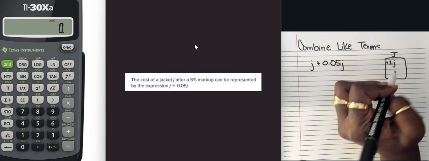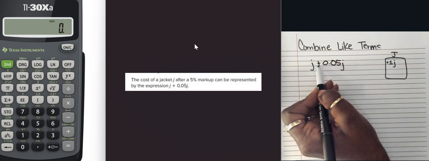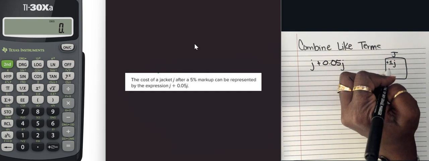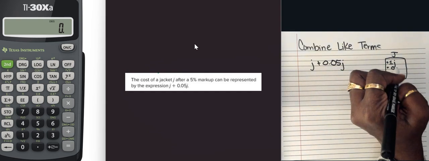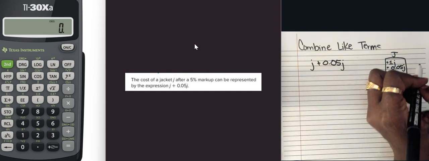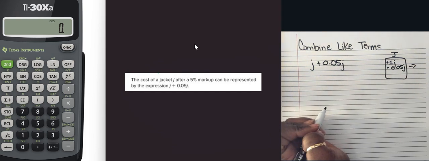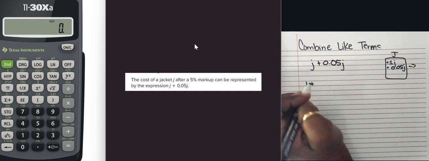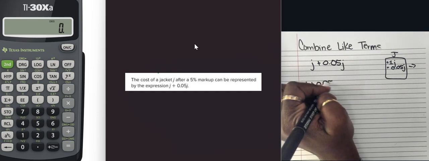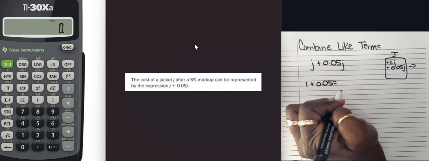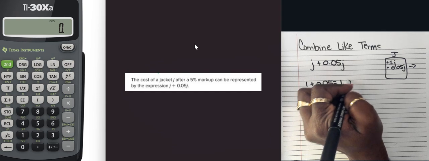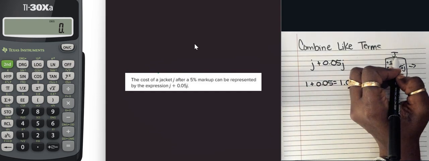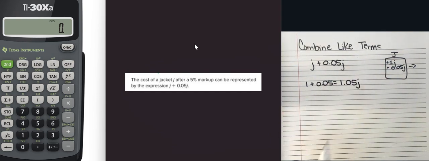And then here we have 0.05. That's also a positive because there's a plus sign in front of it. So we're going to say plus 0.05J. All we're doing is adding those two values together. So in other words, what is 1 plus 0.05? Well, if we add that up, we end up with 1.05. And then what was the variable? What bin were we talking about? J. So this is your answer, 1.05J.